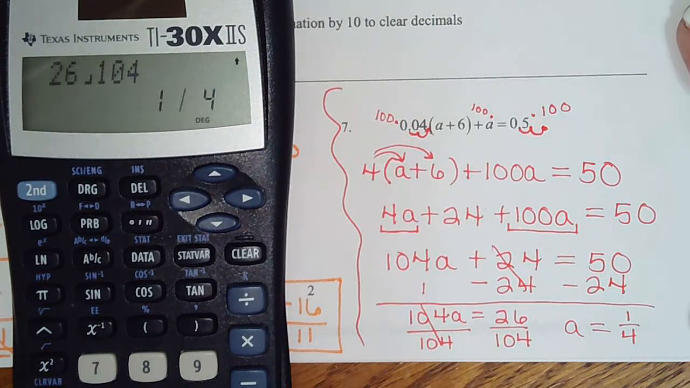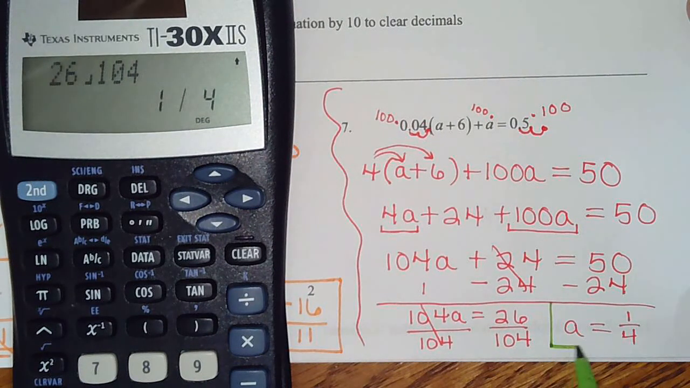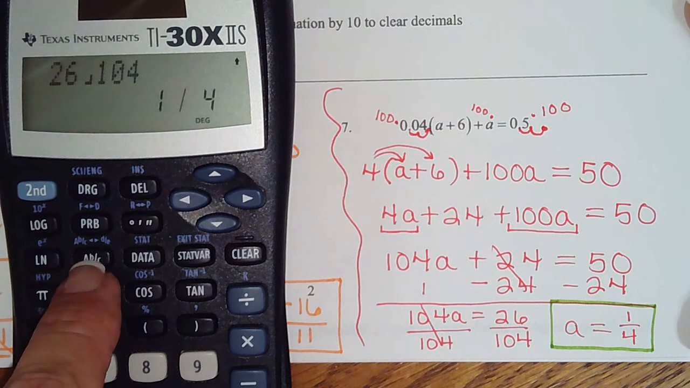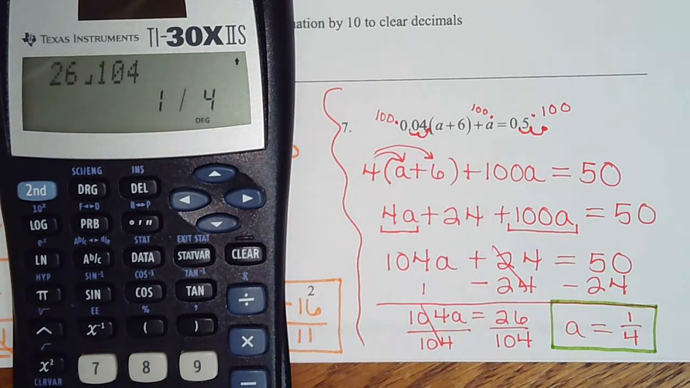Cool, right? So you just have to make sure you type it in just like you see it. Numerator divided by denominator, and don't use the division key, use the fraction key, and then it turns it into a simplified fraction.